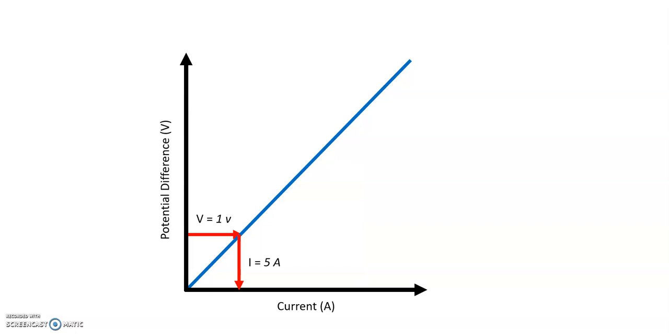It even works when you scale down. If I halve my potential difference, so if I replace the battery with one that has half its voltage, that means I'm just going to end up with half my current. And that's all directly proportional really means: whatever change you make to one, you're going to make the exact same change to the other in terms of multiplying up or multiplying down.